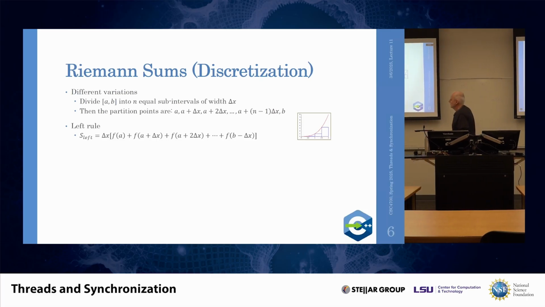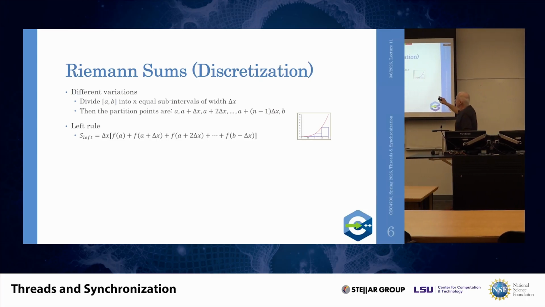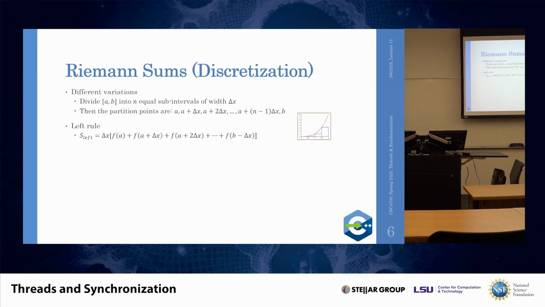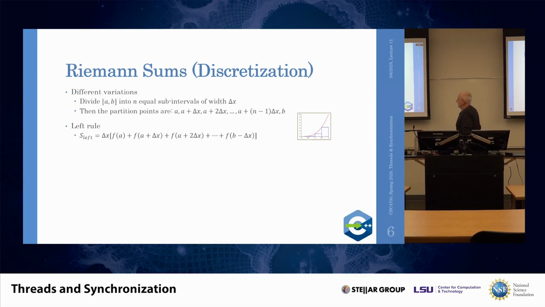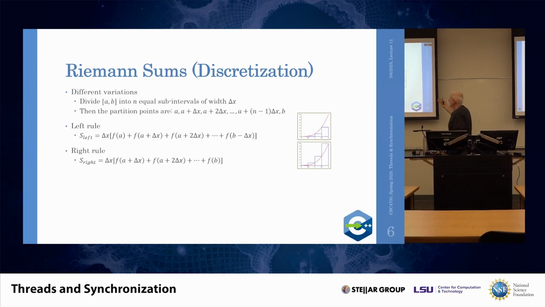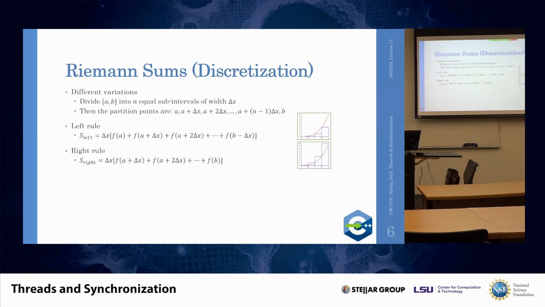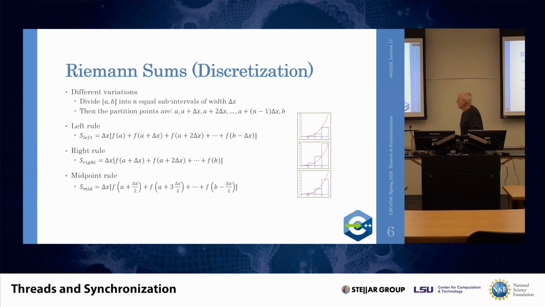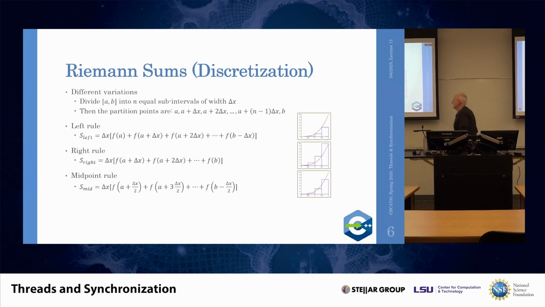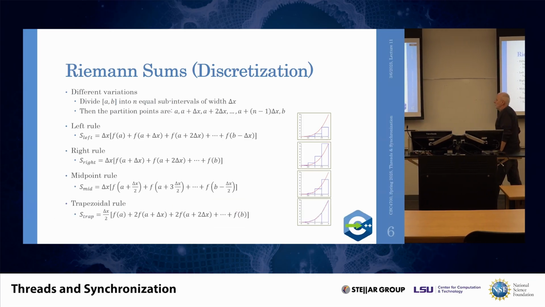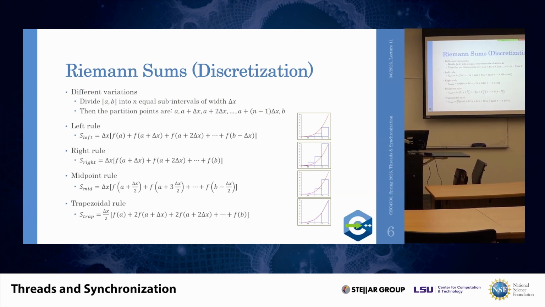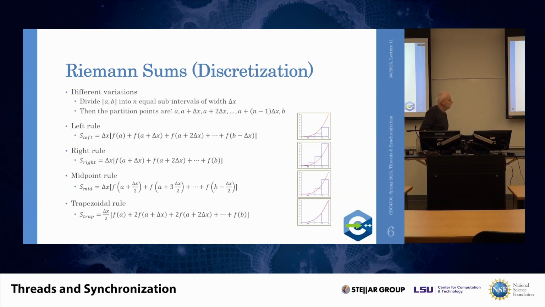The left rule in the Riemann sums is defined as using the value of f at the left edge of the rectangle. Nothing surprising there. There's a right rule where you do the same thing except that you use the right edge of the rectangle. You can use the midpoint rule where you just take the average of the two values between the left and the right edge of the rectangle, or you can apply the trapezoidal rule where you approximate the area underneath the function not with a rectangle but with a trapezoid.